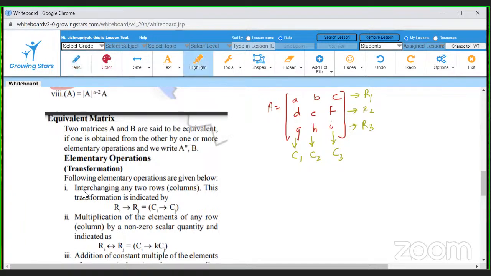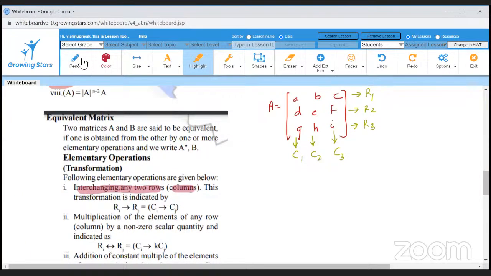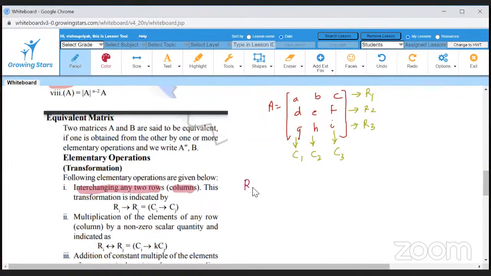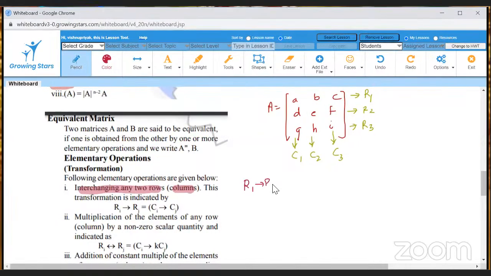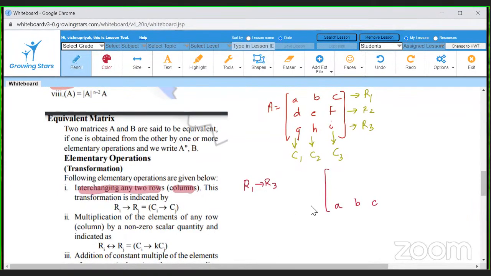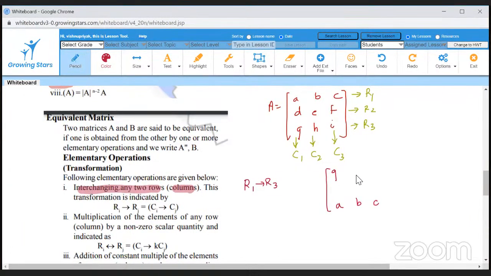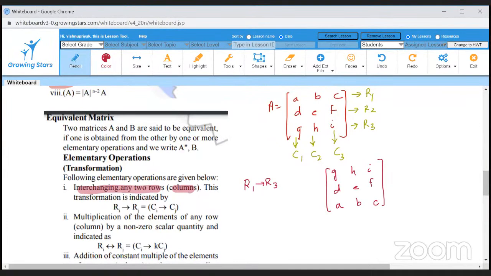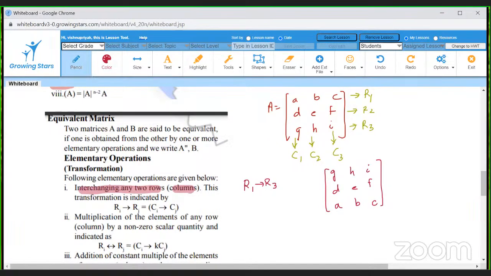If I interchange 2 rows or 2 columns, how will I show it? I will interchange row 1 and row 3. Then what will I have? Row 1 will become row 3, abc will come here. Row 3 will become row 1, ghi will come up. def will be there. So this is how I can change row 1 and row 3.